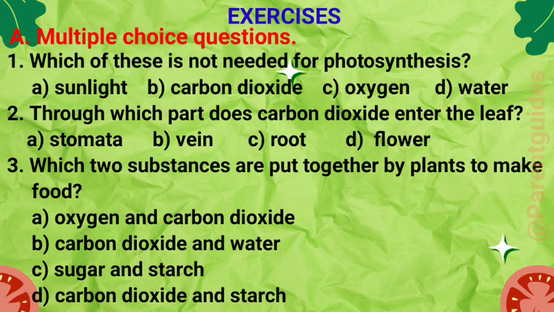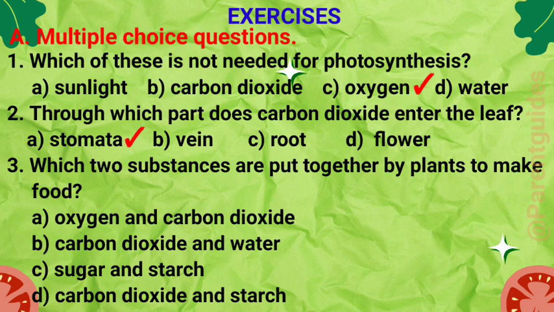Exercises. A. Multiple choice questions. 1. Which of these is not needed for photosynthesis? A. Sunlight. B. Carbon dioxide. C. Oxygen. D. Water. Answer is C. Oxygen. 2. Through which part does carbon dioxide enter the leaf? A. Stomata. B. Vein. C. Root. D. Flower. Answer is A.